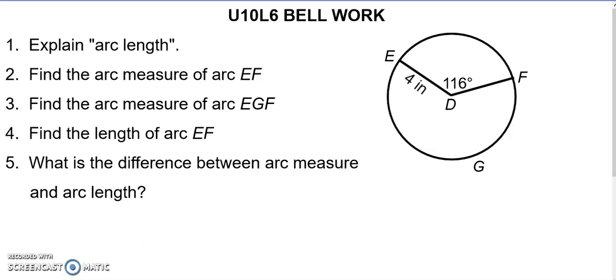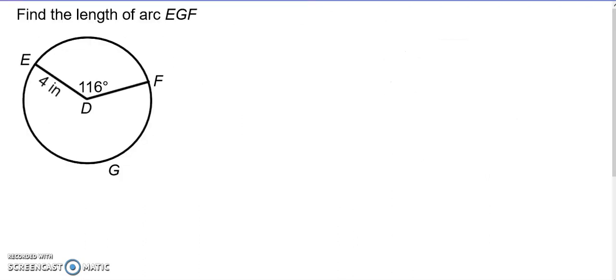Explain what arc length is. Look back, find your definition of arc length. Find the arc measure for arc EF. Remember, measure is how many degrees. Find the arc measure for arc EGF. That's the number of degrees. Then find the length of arc EF. It's this arc right here. How long is it? And tell me what is the difference between arc measure and arc length. Go ahead and hit pause in the video and then answer those 5 questions.